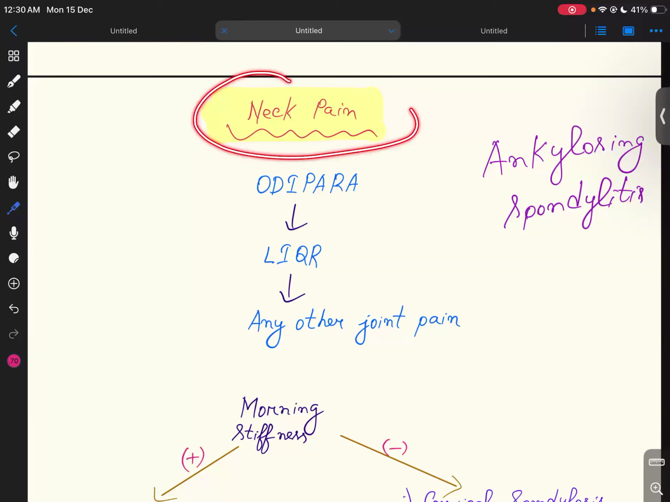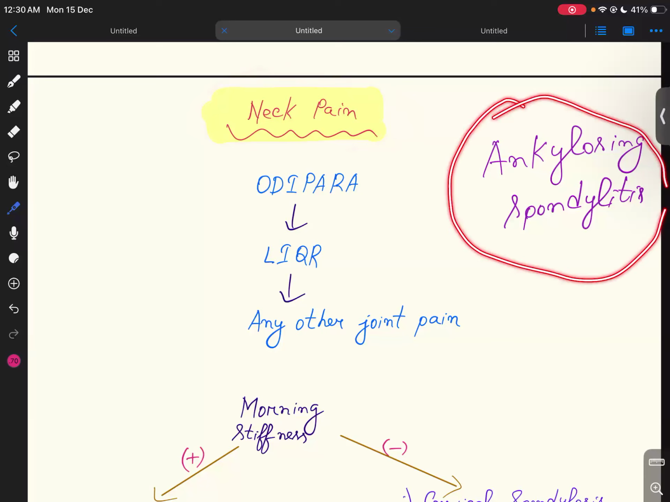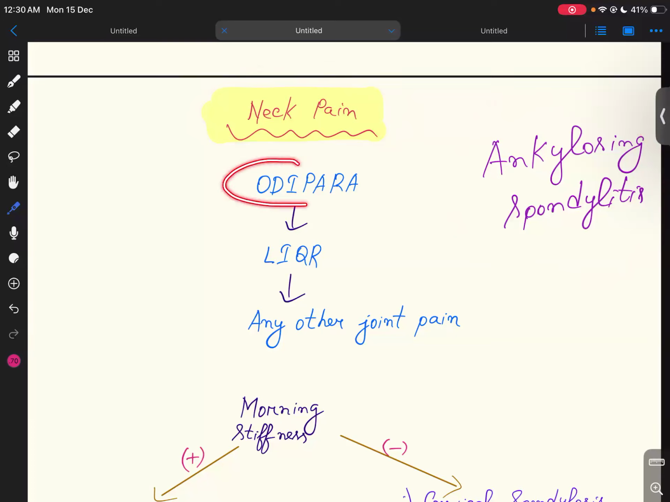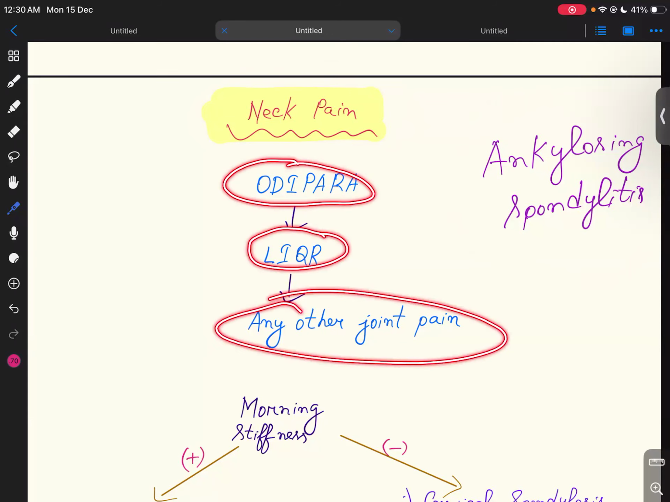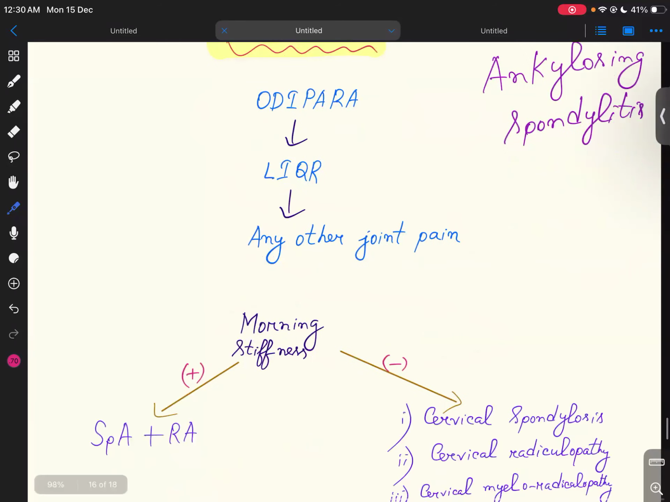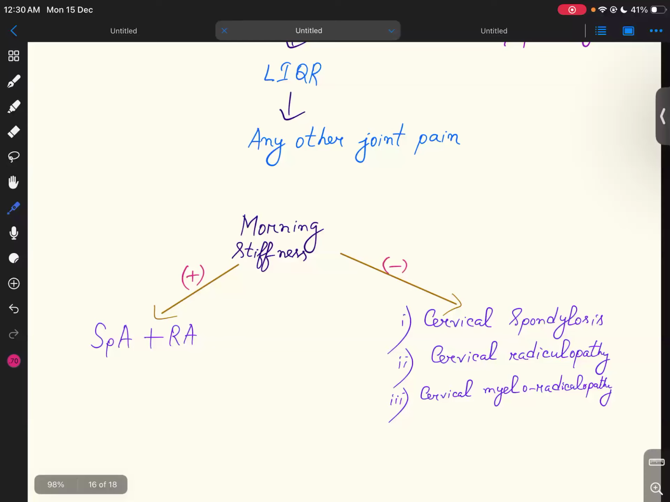Neck pain has come only one time in the PACES exam, and the diagnosis was ankylosing spondylitis. So apart from neck pain, the patient will typically give you a history of low back pain. So we have to analyze the pain using the mnemonic Odipara, then Liquor, then any other joint pain. The patient will typically reply that I am having low back pain also. Then we have to approach in the same way.